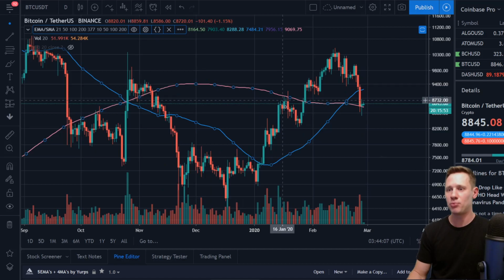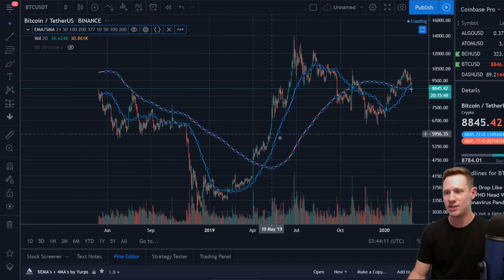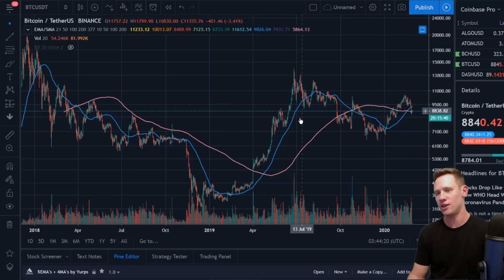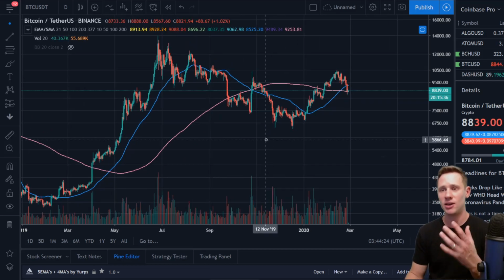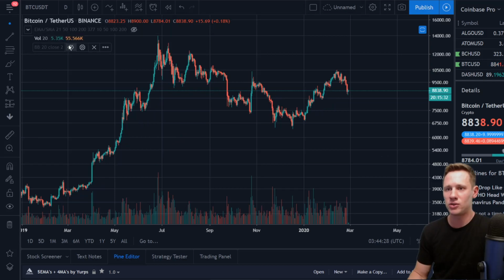But in previous years and previous price action, you can see this golden cross was pretty good. You had a major run up after it. This death cross was pretty significant as well. All right. So that's basically the EMAs and the MA settings that I use. And now we're going to move over to Bollinger Bands.